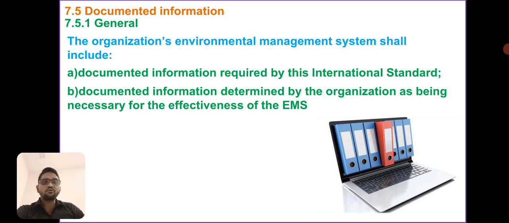Next is the documented information, that is clause 7.5. Its sub-requirement, subclause 7.5.1, is the general requirement related to documented information. The organization's environmental management system shall include documented information required by the international standard, and documented information determined by the organization as being necessary for the effectiveness of the EMS.